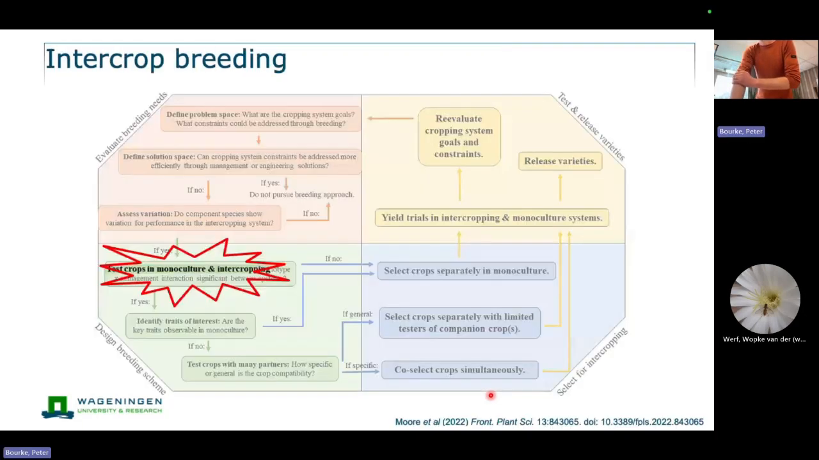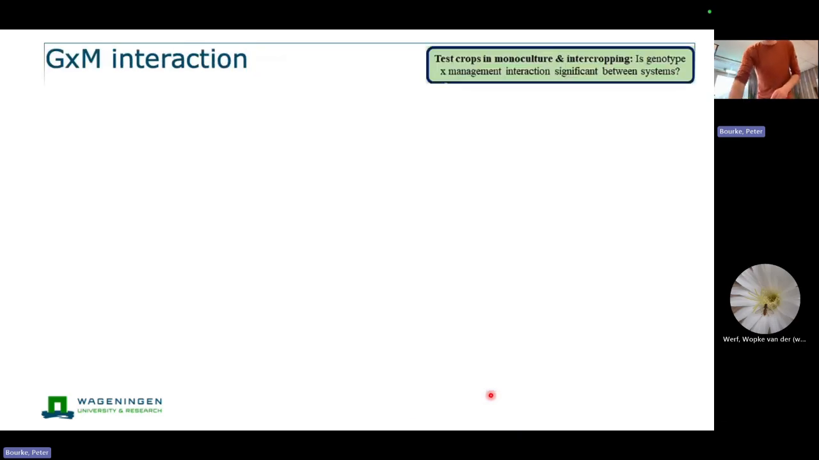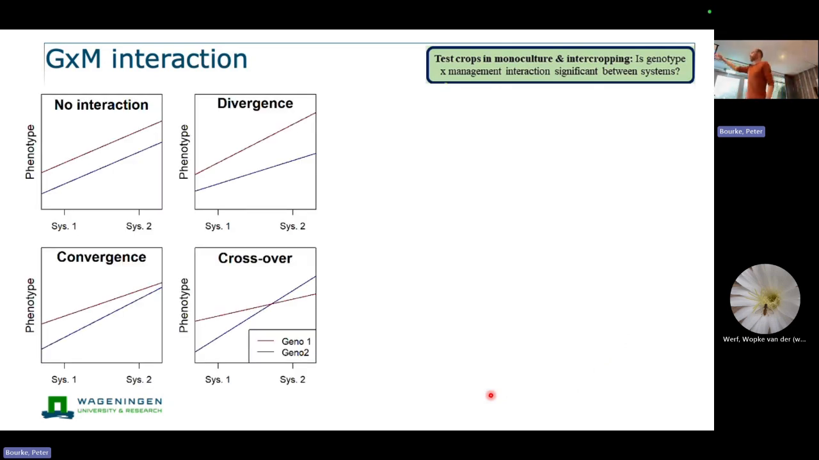Now, I'm moving on to this idea of G times M. Oftentimes I show this slide in a basic plant breeding course that I'm involved in about G times M interaction, and usually we're talking about genotype times environment interaction. And the basic idea of interaction, I presume that you understand a little bit about statistical interactions. Well, in this case, if we're trialing genotypes across different management systems, different cropping systems, and we see that the relative performance of these genotypes is not stable.